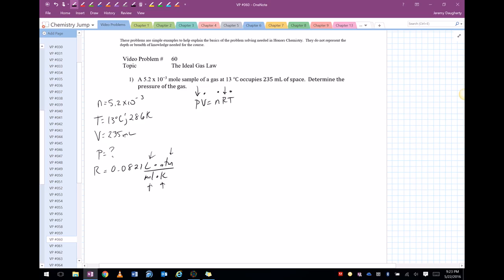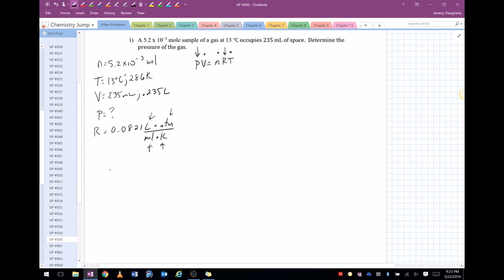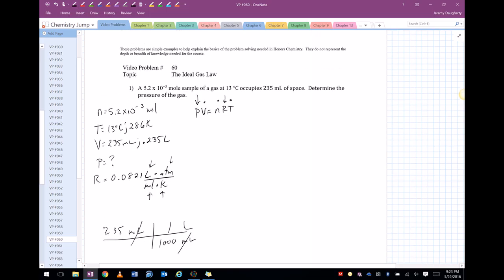Right. So the only thing I don't have here, this is mole, Kelvin, I don't have liters. So let's change that to liters. So that's 0.235 liters. If you really want to see that worked out, I can work that out for you. 235 milliliters. Let's see, I got milliliters on bottom, liters on top. There are 1,000 milliliters in 1 liter, so divided by 1,000. Right. So now it's just plug and chug.